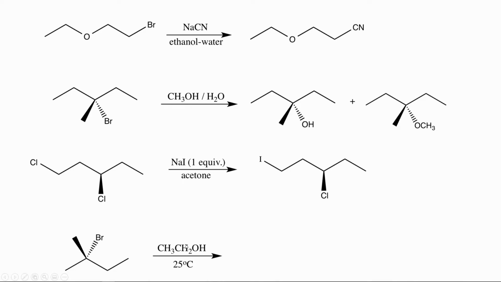We don't have a strong base for elimination. We have a tertiary substrate, so it's not going to do SN2, and so we'll obtain the SN1 product, nucleophilic attack at this center, and also not shown here, the enantiomer would form as well.